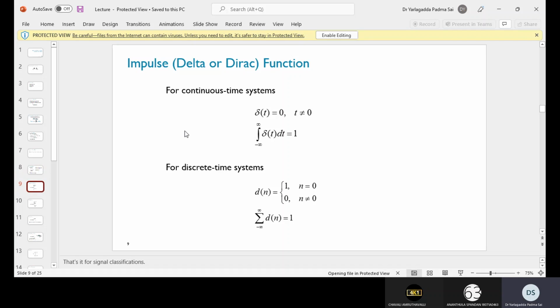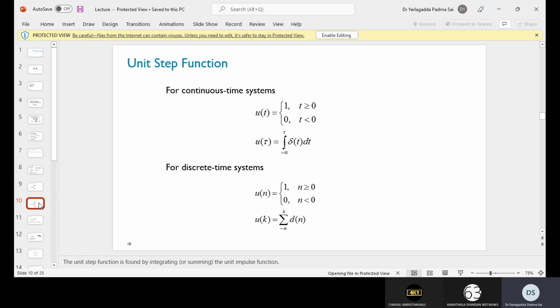So already you know, for example, a standard signal, the discrete delta impulse function, or Dirac function, also we call it: integral from minus infinity to infinity of delta t is equal to 1. For a discrete time signal also delta n is equal to 1. It exists only at 0, and for all other values its value is simply 0.